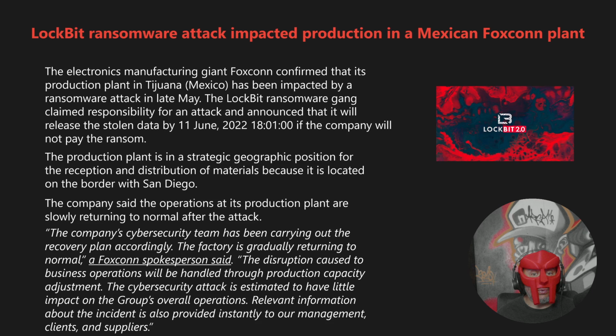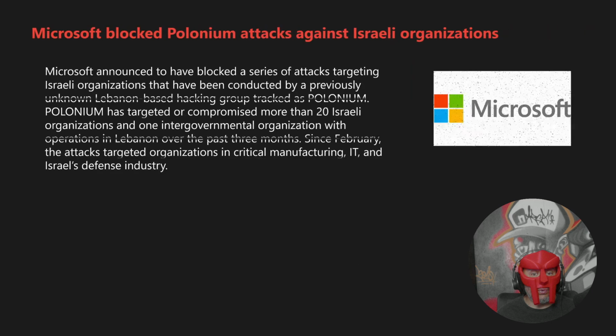This is the second time that the Foxconn plant in Mexico was impacted by a ransomware attack. In 2020, DoppelPaymer hit the plant in Ciudad Juarez, Chihuahua, and demanded a $34 million ransom.